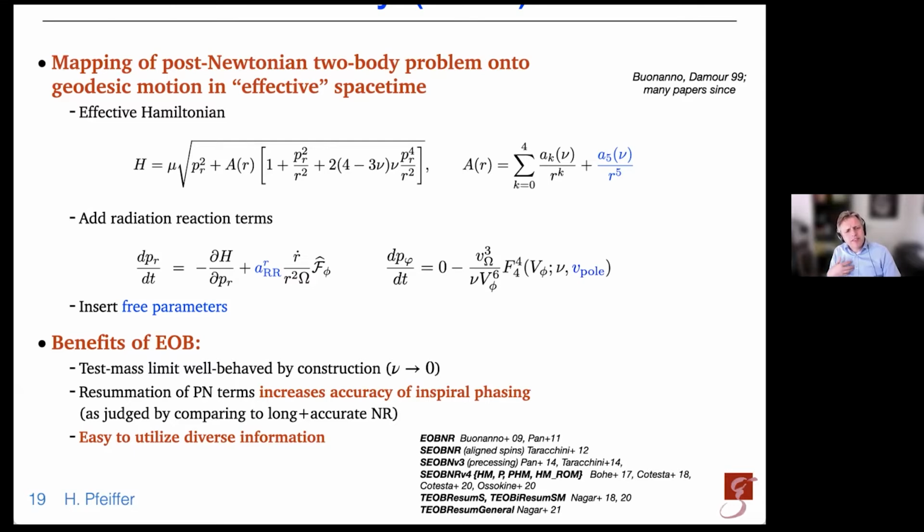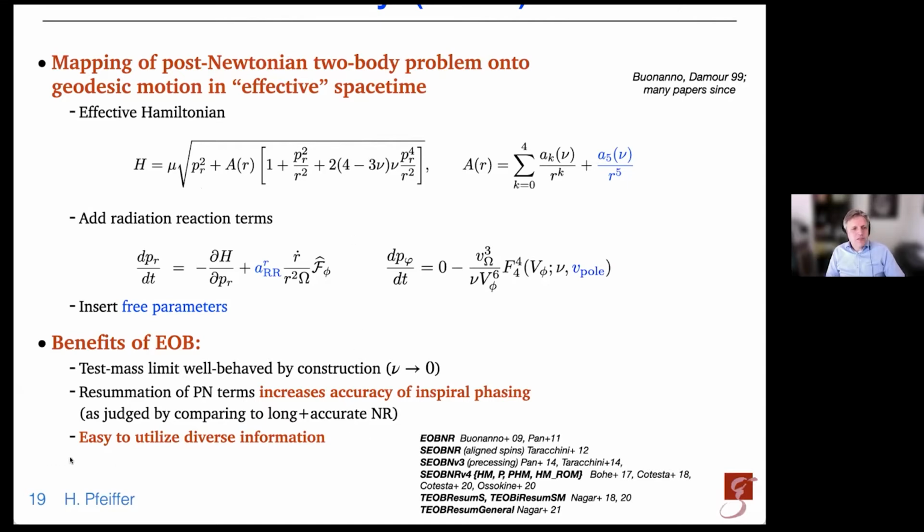There's a few important benefits of the EOB formalism. One is that by construction, it is well behaved in the limit that the mass ratio goes to 0. Nu here and in the following represents the symmetric mass ratio. And this well-behavedness comes about because if nu goes to 0, certain terms just drop out, and what remains behind is literally just a geodesic in Schwarzschild, as you want to have it. It also turns out that this resummation of post-Newtonian information into this big square root Hamiltonian increases the accuracy of the inspiral phasing quite remarkably. The only reason we know this, by the way, is by comparing it against long and accurate numerical relativity calculations, because you need something else to compare against in order to believe what you have here in EOB.